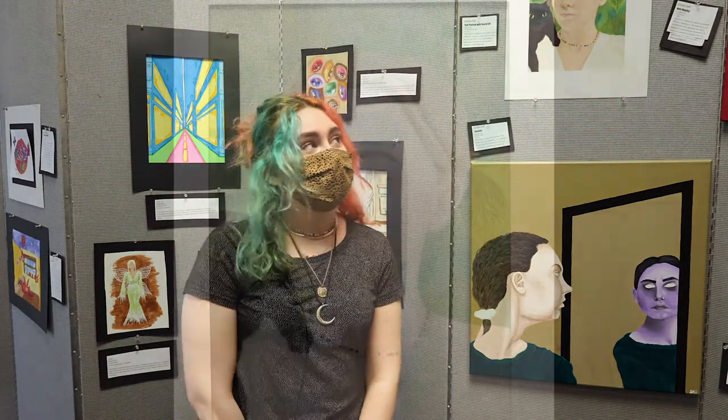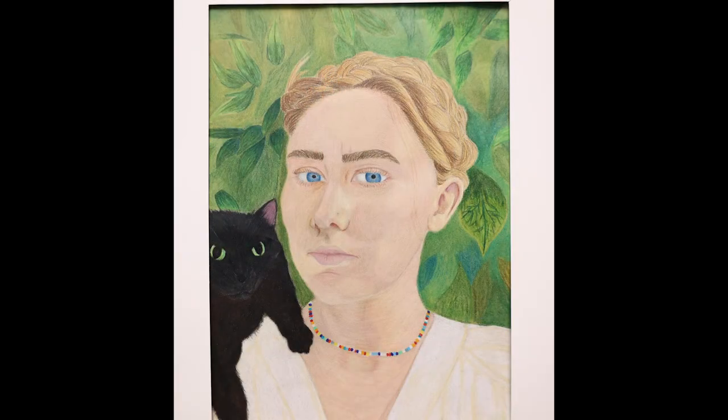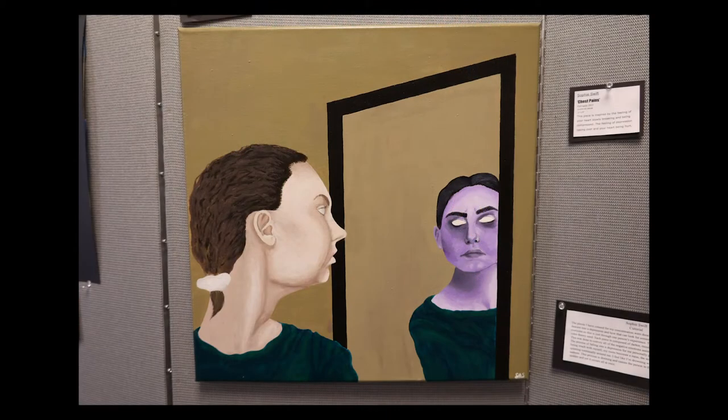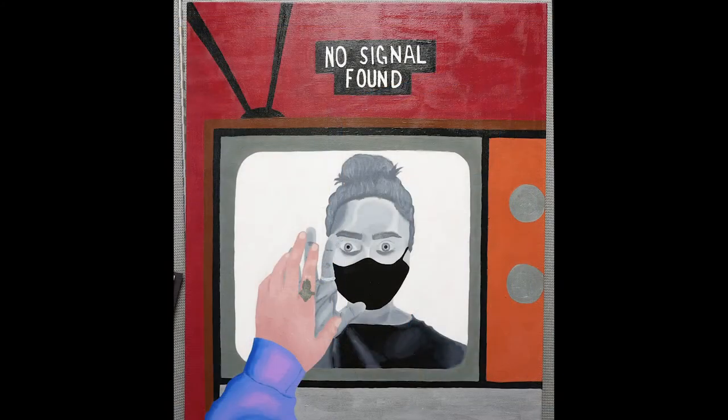I'm Sophie Swift, and this is my art. For three of my pieces, the theme was someone's journey of falling into a depression, and those three pieces are done in acrylic. And then this piece right here is supposed to be a take on Frida Kahlo's art. She does a lot of self-portraits, so I mimicked her style and did it with myself instead.